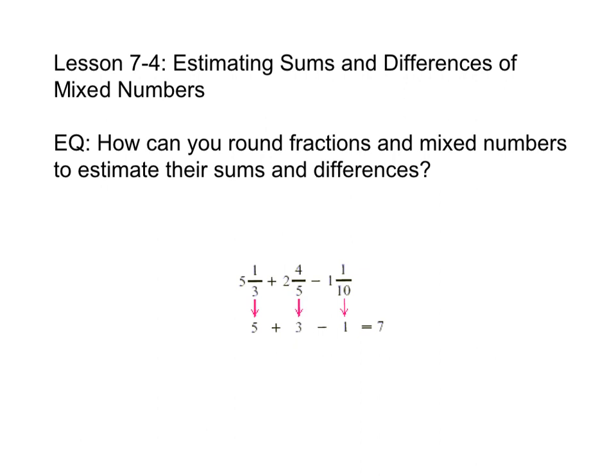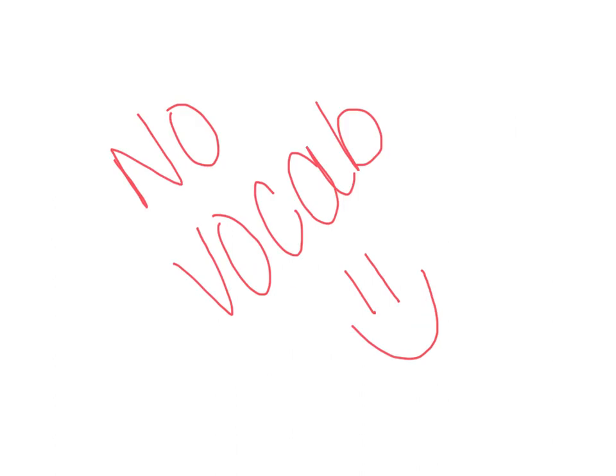This is lesson 7-4, estimating sums and differences of mixed numbers. Our essential question: how can you round fractions and mixed numbers to estimate their sums and differences? And here is a really quick picture of rounding to estimate. There is no vocab for this lesson.